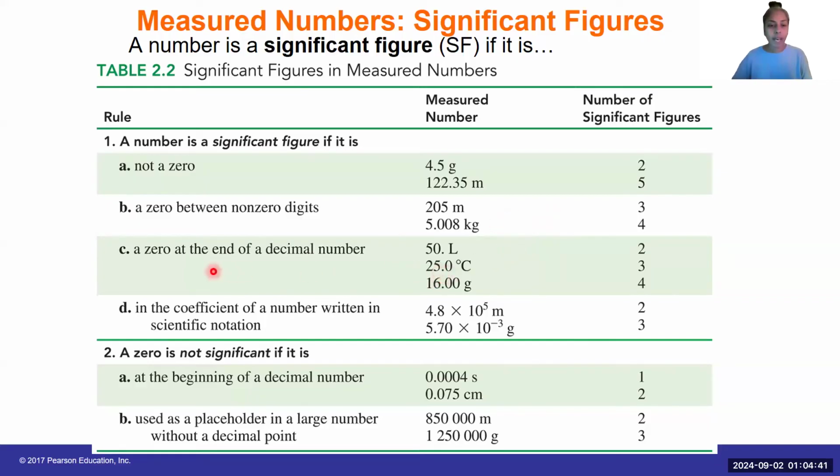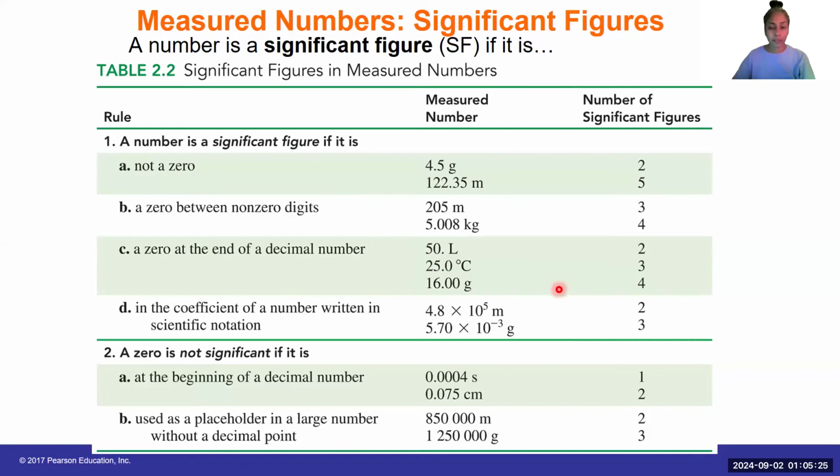Notice that if we have zeros at the end of a decimal number, right, a number that has a decimal place in it, all of those zeros to the right of the non-zero digits are significant. 16.00 grams has 4 significant figures. What does that mean? That means that the balance that we use to take this measurement can read up to the second decimal place. What does it mean when we have here 50 liters? That means that this graduated cylinder can only read up to the ones place. We cannot read to 1 decimal place on that graduated cylinder.